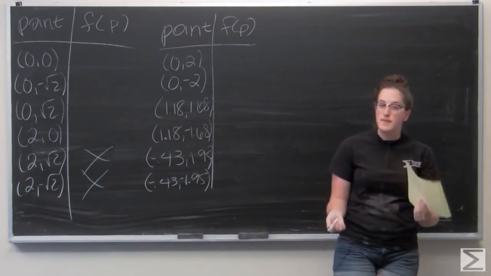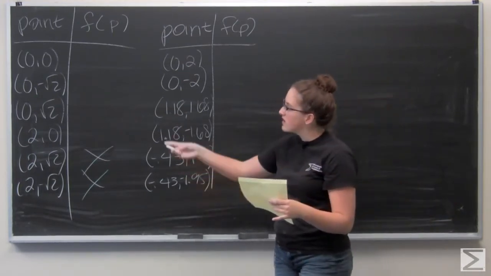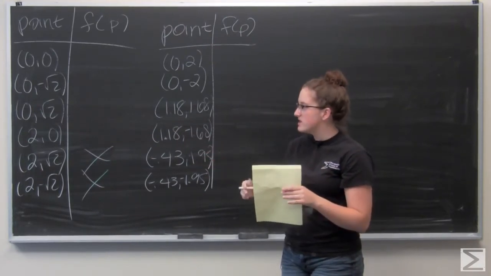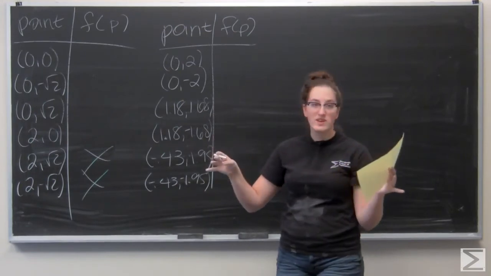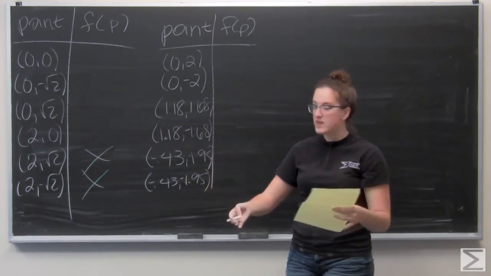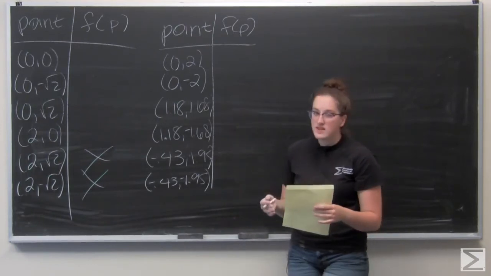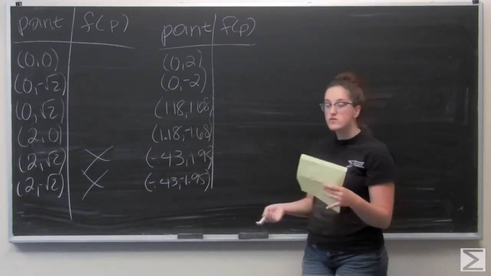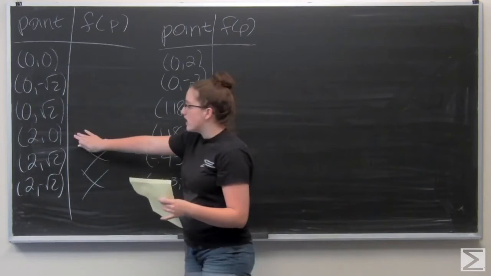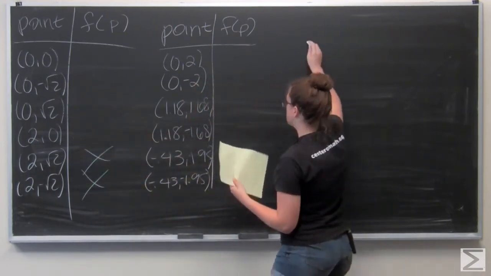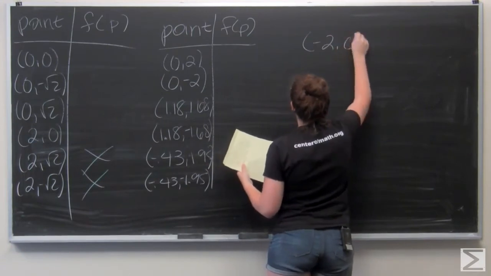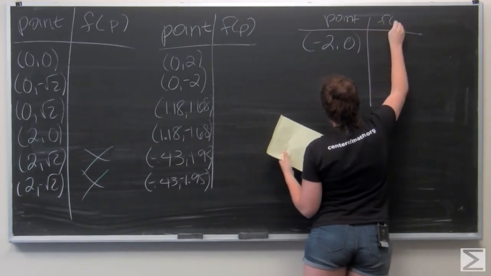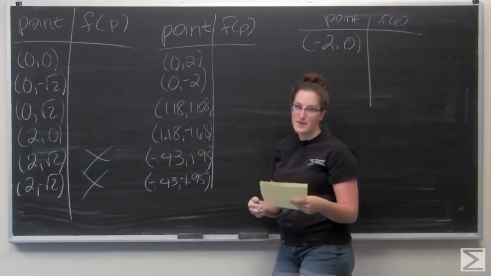I just need to check the boundary for g of x. So for f of xy, we checked inside the circle, but also the boundary. So for g of x, we checked the values of x between negative 2 and 2. Now we need to check when x equals negative 2 and when x equals 2. So I can use that y squared equals 4 minus x squared equation again to find out that when x equals 2 and when x equals negative 2, y equals 0. So those are 2 more points I need to add. One of them is already on here, so I'm just going to add negative 2, 0.